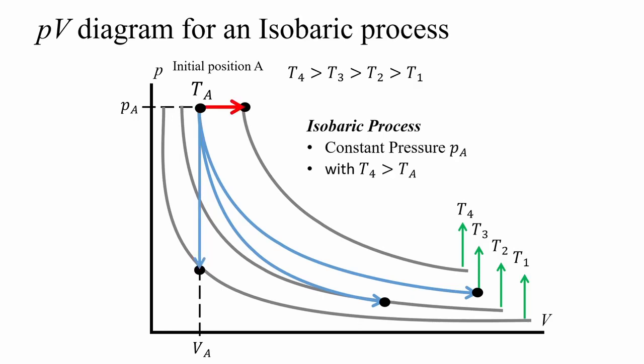Here we have the pressure-volume diagram for an isobaric process. We see that there is an increase in temperature as it moves to a larger volume at this position. In this process the pressure is constant as shown in the pressure versus volume diagram.